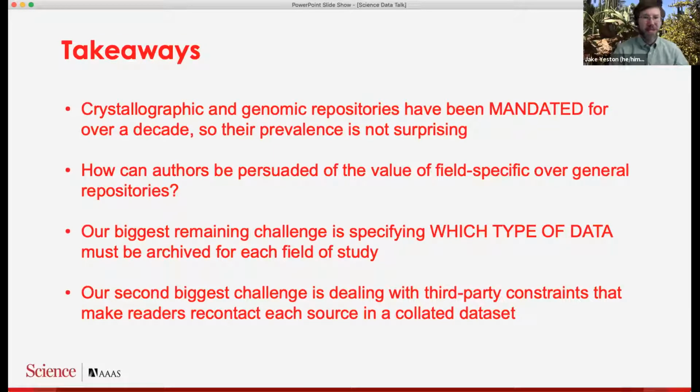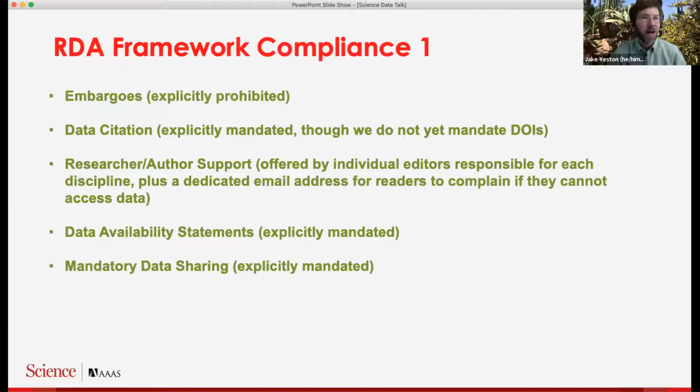So as I said, these are the takeaways. The mature databases have been mandated for over a decade, so their prevalence is not surprising. We need to coax authors more toward the field-specific, better metadata type of repositories. And as I said, the baseline type of data and the third-party constraints.